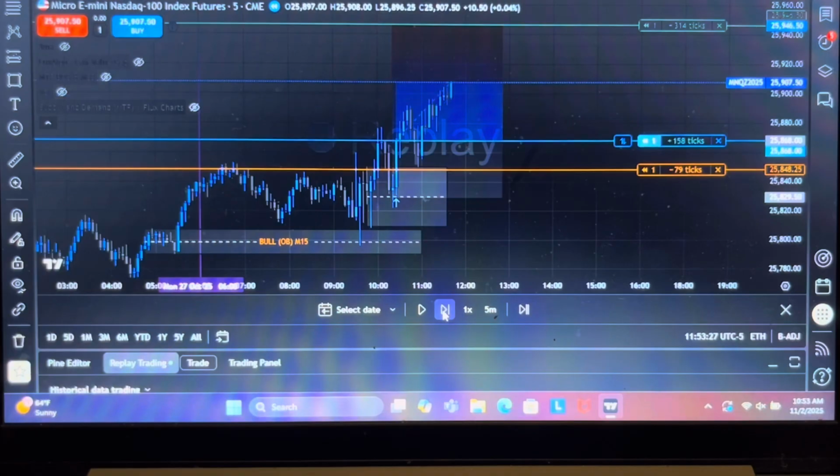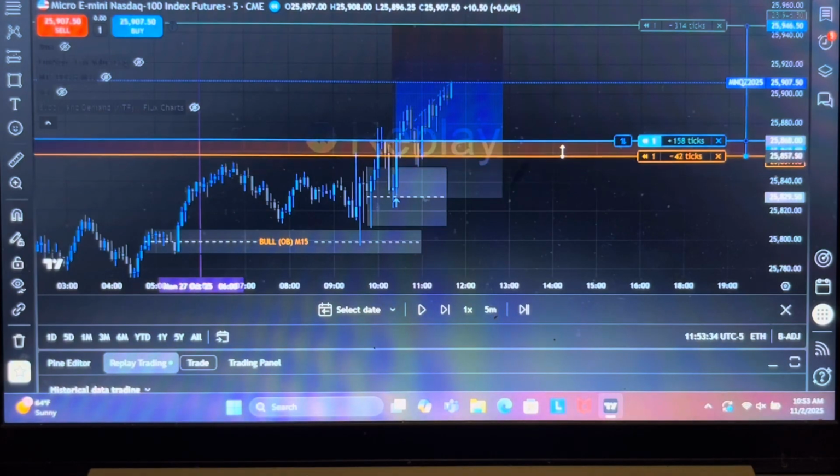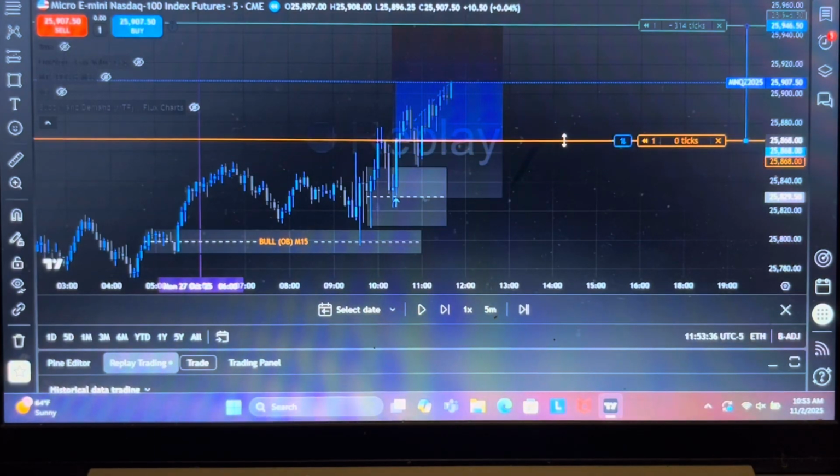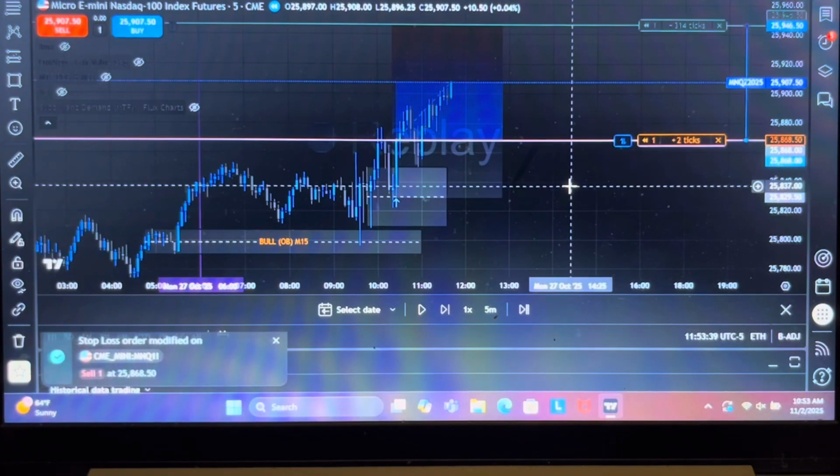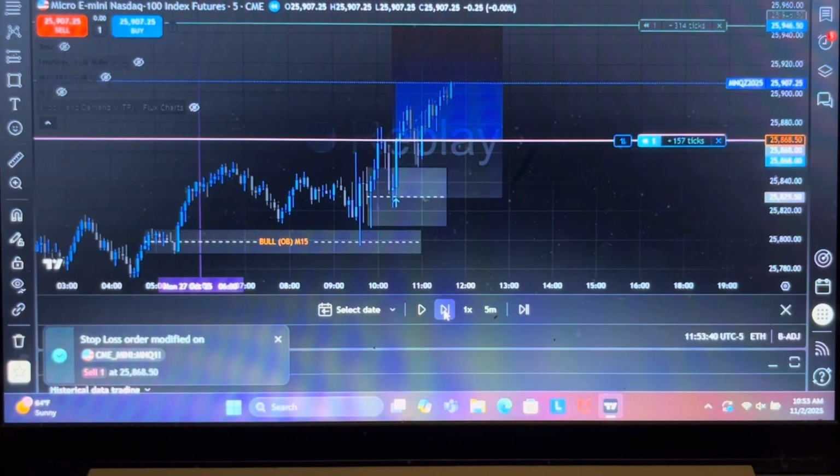So as you can see, we're pushing forward, pushing forward, pushing forward. I said pushing forward, I mean pushing up. So as you can see, now I've hit my 1-to-1. So now I'm going to adjust my stop loss to break even. So now we're at zero risk for the trade. And we're going to push up and push up.